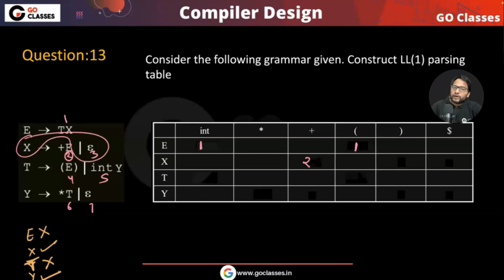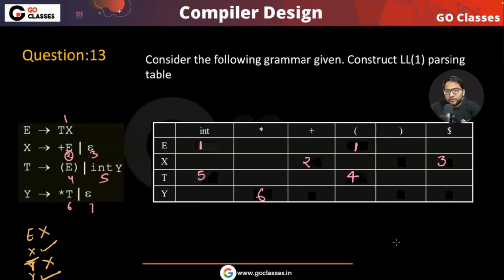X gets epsilon. Where will this go? This will go in the follow of X, right? So what is the follow of X? This is same as follow of capital E, which is dollar, right? And where else is X coming? Nowhere else, so this will go here. Now what about this? This will go to open parenthesis, first of T, and then open parenthesis. This will go to first of T and int. This will go to first of Y and star. This will go to follow of Y.